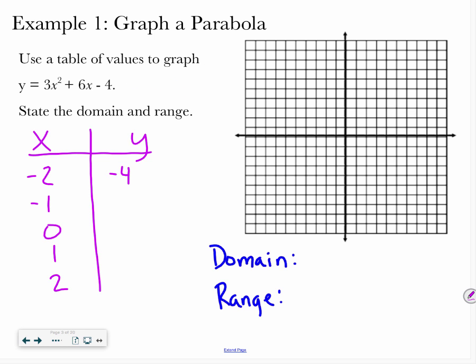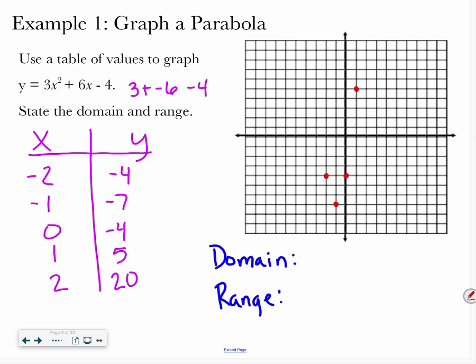And then if I have negative 1 times negative 1 is positive 1 times 3 is 3, plus negative 1 times 6 is a negative 6, minus 4. So I end up with a negative 7. If I go through and do all of those, I end up with these points. So I can go ahead and find these spots on my graph. Negative 2, negative 4 is right here, negative 1, negative 7. Then I have 0, negative 4, 1, 5, and then 2, 20 goes way off my graph.